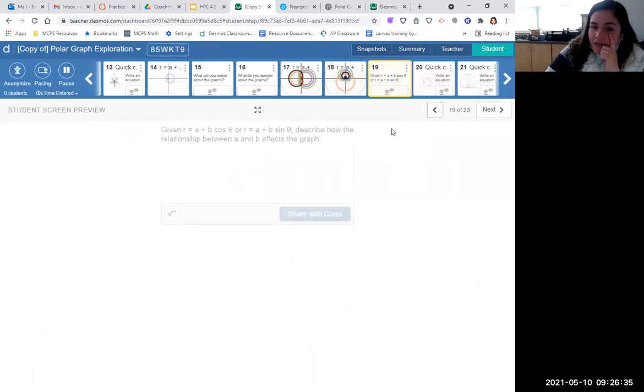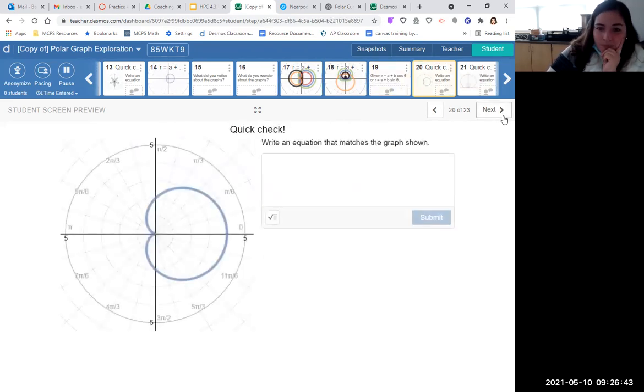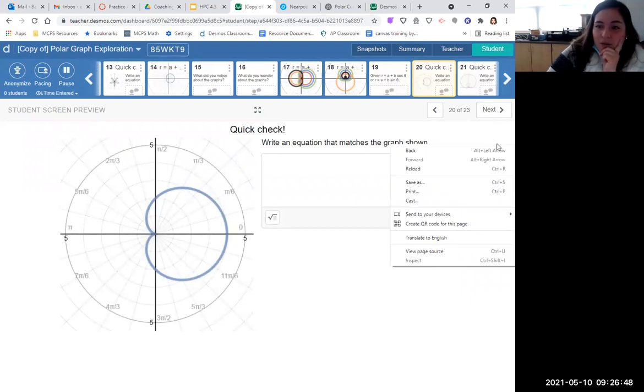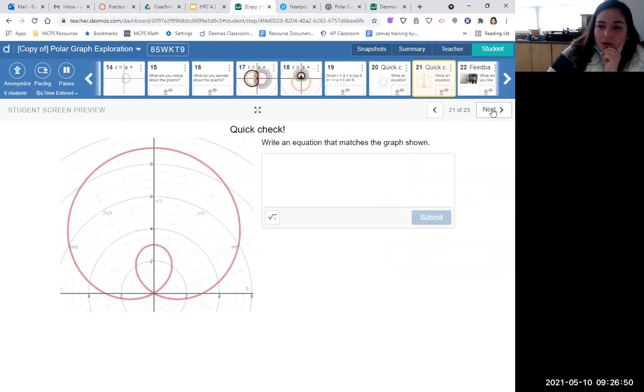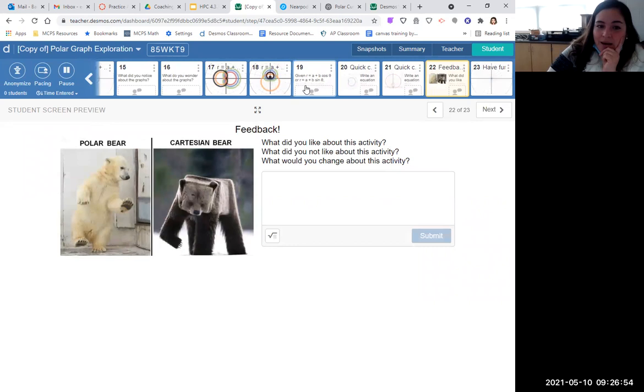All right, so given R equals A plus B cosine theta or R equals A plus B sine theta, describe how the relationship between A and B affects the graph. And then see if you can write an equation that matches the graph below. And then this one.